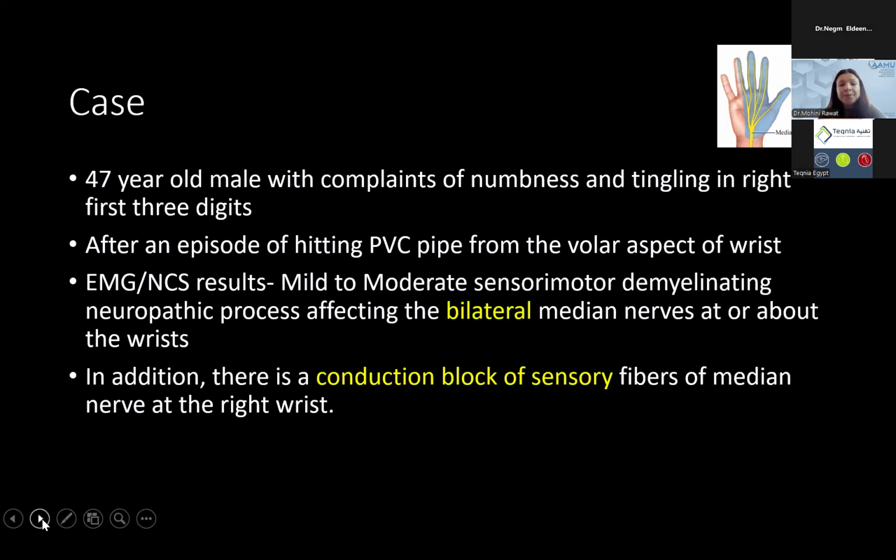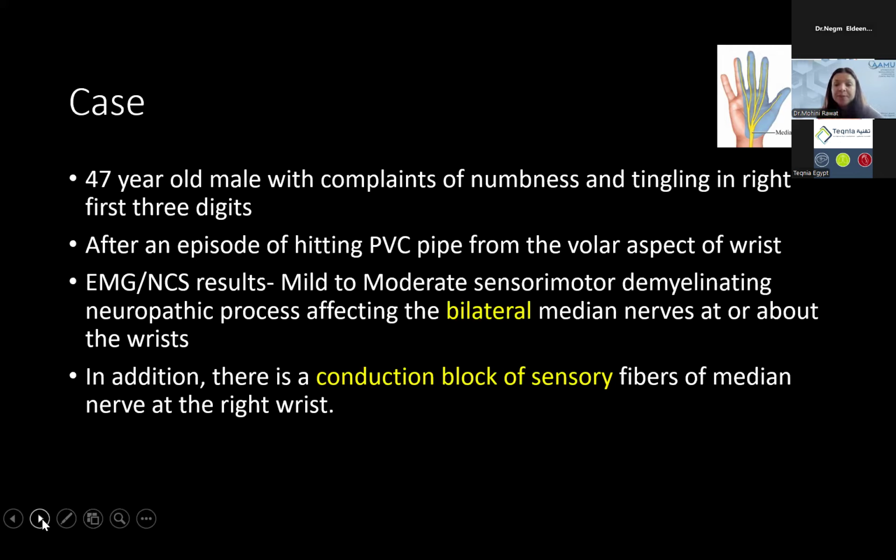Another case here, this is a 47-year-old male with complaints of numbness and tingling in the right first three digits in the median nerve distribution. This happened after an episode of him working around the house and hitting a PVC pipe with the volar aspect of the wrist. He was just hitting it, working around the house, fixing things. After that, he developed mild to moderate median nerve symptoms.